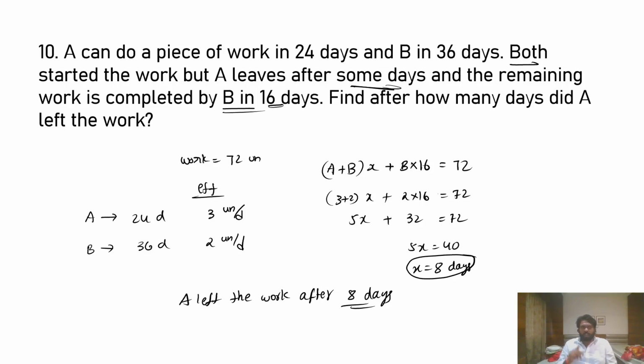So total 72 units to be done. B does 2 units per day. So in 16 days, how much work is completed? 16 times 2, 32 units. Out of 72, 32 is completed in the last 16 days. The work completed in the starting days is 72 minus 32, which is 40 units. Both combined do 3 plus 2, 5 units per day. So to complete 40 units, how much time will it take? 40 by 5, which is 8 days. You can answer like this also.